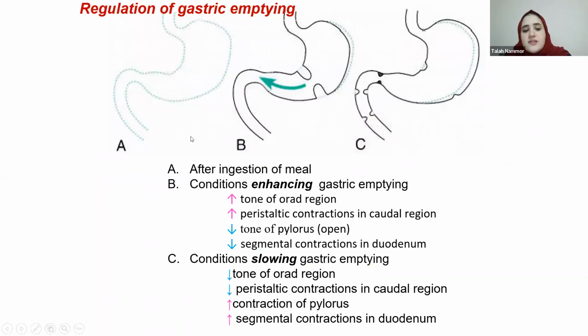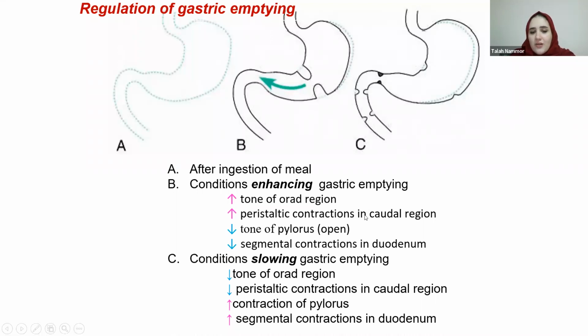So basically this is like a revision slide, if you can think of it. After we eat the meal, what enhances gastric emptying? What increases the release of food? It's the peristaltic contraction: the antrum contracting, the pylorus opening, the duodenum relaxing. These are all conditions that increase gastric emptying. What slows gastric emptying is basically the opposite of what enhances it.